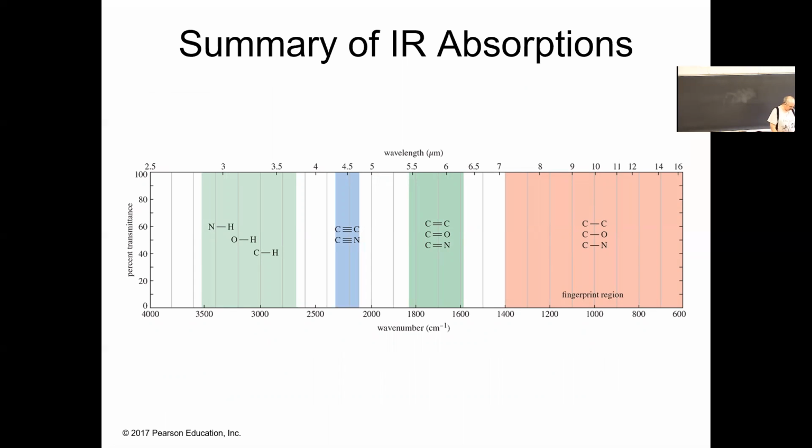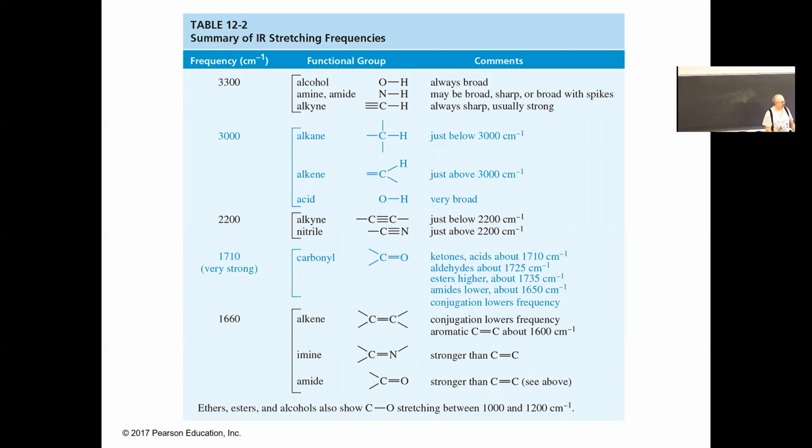Right, here's a summary of IR absorptions. NH, OH and CH are in this region. Triple bonds are in this region around 2200. The double bonds are between 1800 and 1600, and then below 1400 we have the fingerprint region. So while alcohols, amines, amides and alkynes will all show up in the region around 3300, the alcohol is always broad. The NH may be broad, may be sharp, or may be broad with spikes. The alkyne is always sharp and usually strong. So we can easily tell an alkyne CH from an OH.